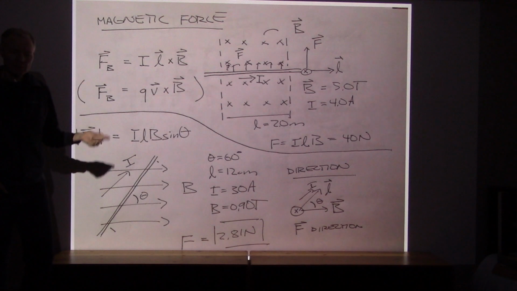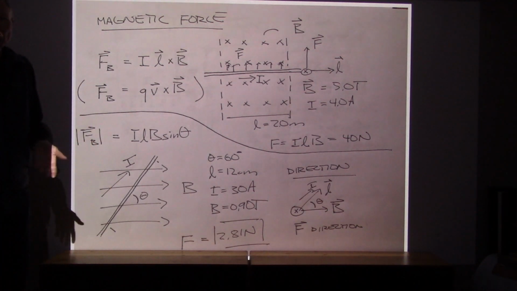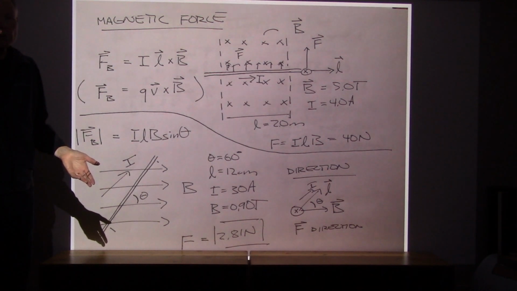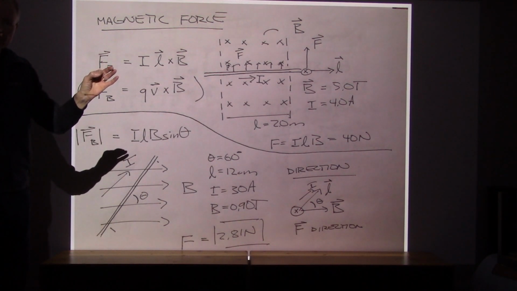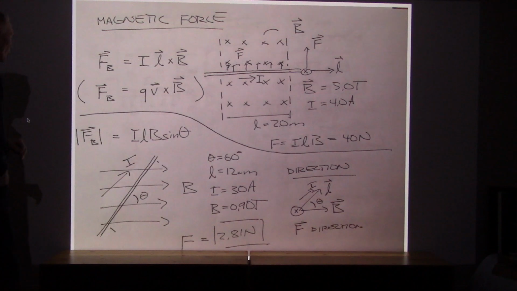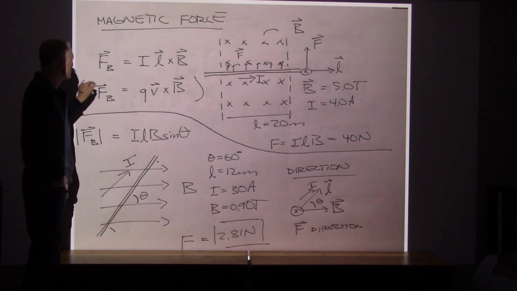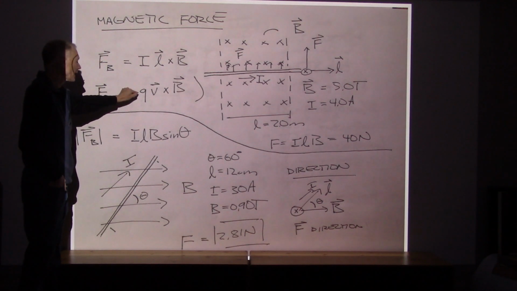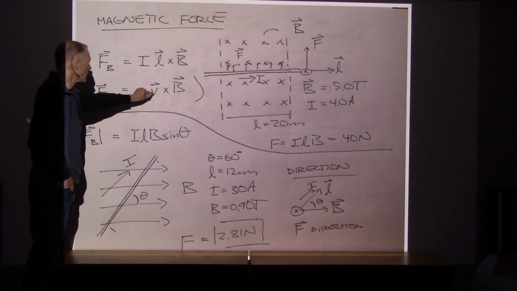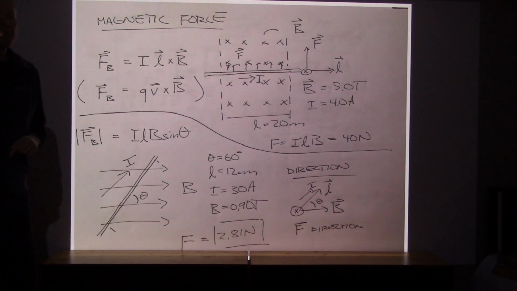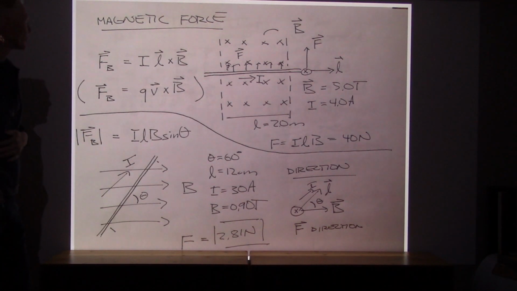So again, I want to relate this back to why is it happening to the current? Well, the current is a bunch of charges. And if I just look at one of those at a time, how much force is each one experiencing? It's this formula right here. Force is equal to how much charge times its velocity times the magnetic field that it's passing through. That's going to determine how much force there is.